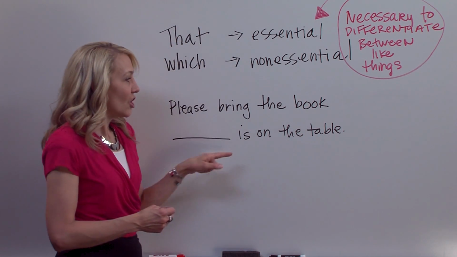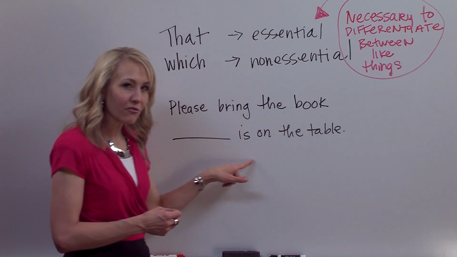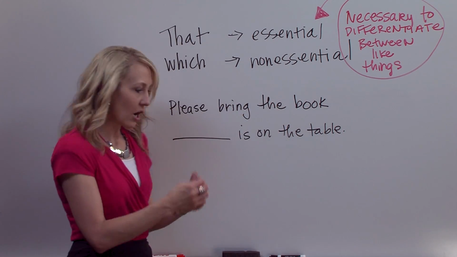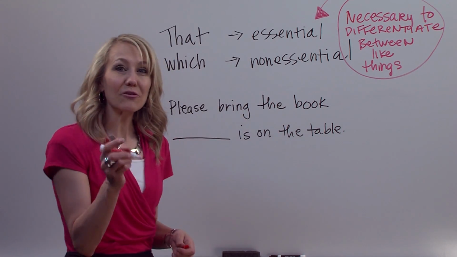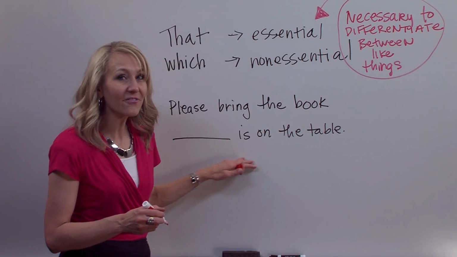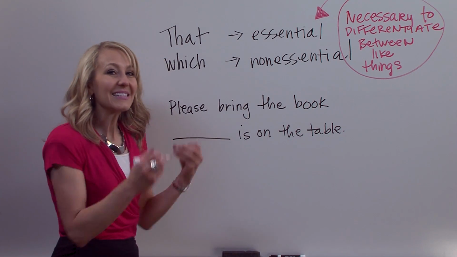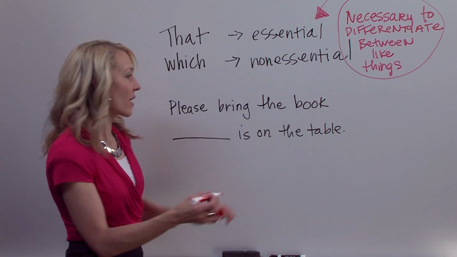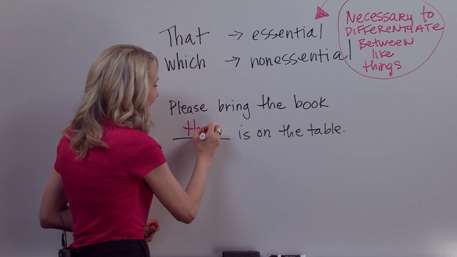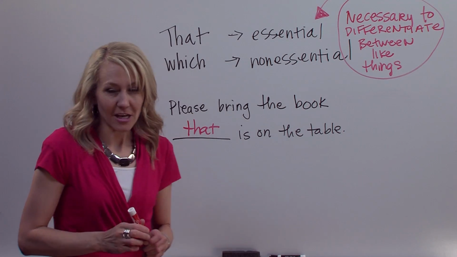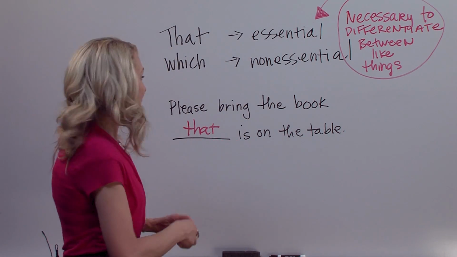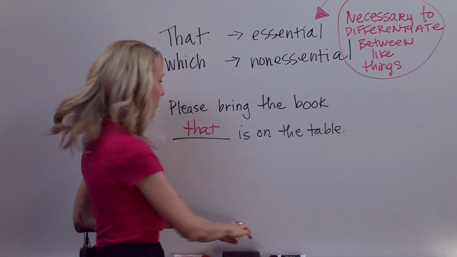So because you need to know this information in order to bring the book or know which book I'm talking about, this information right here that comes after my relative pronoun is essential to understand which thing or which book I'm talking about. So I need to use that. Please bring the book that is on the table. Okay, I'm going to put up another sentence to help illustrate this.